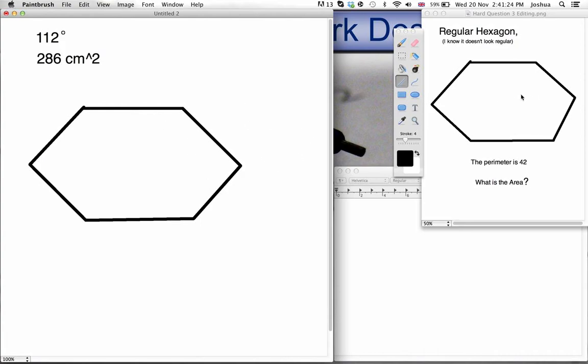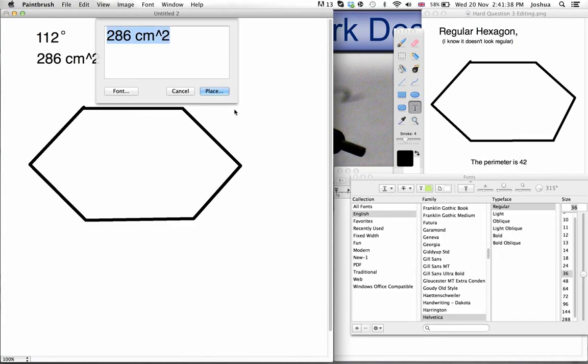Okay, guys, we need to find the area. Now, the perimeter is 42, and we've got to remember each side is equal. So it's basically 6 sides. 6x is equal to 42. Each length is 7. You can see that immediately.